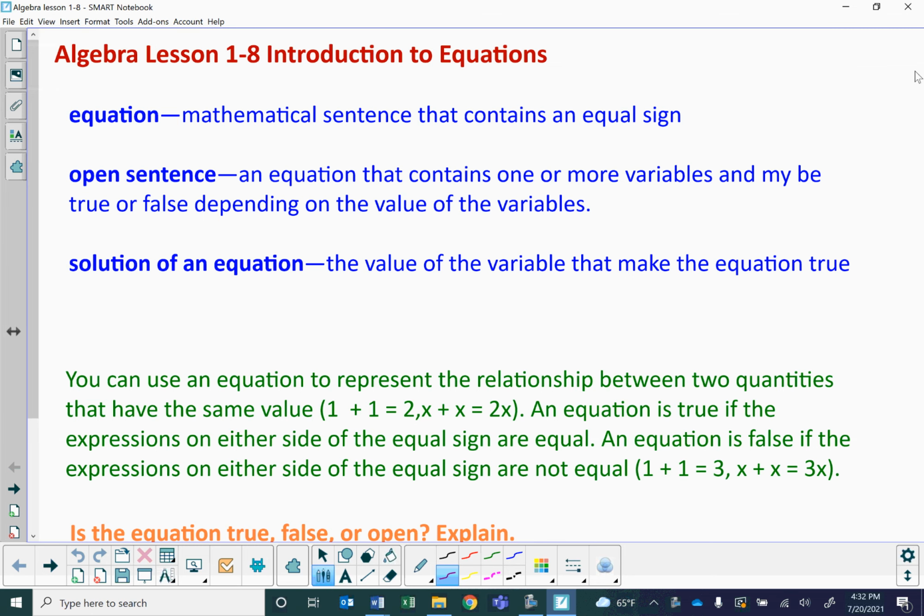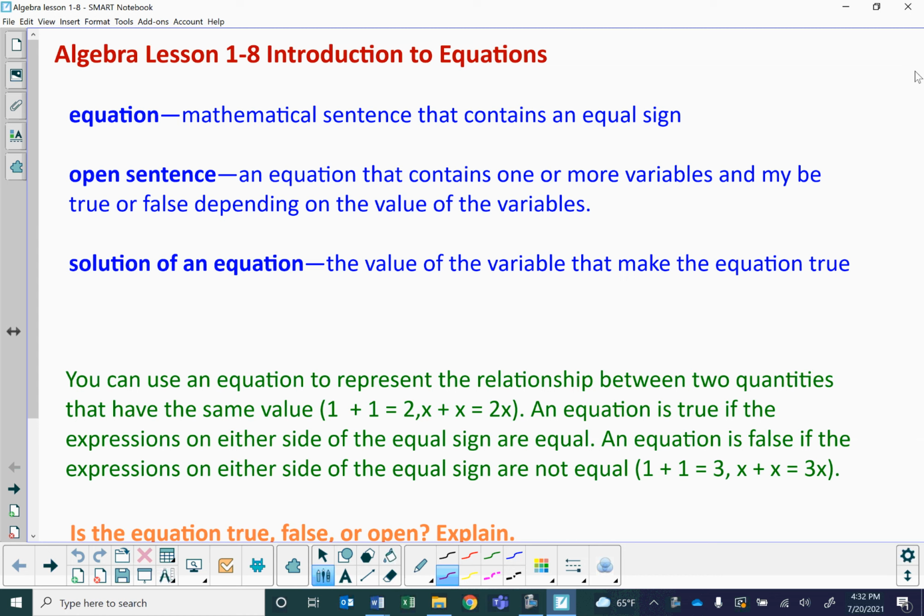This is Algebra Lesson 1-8, Introduction to Equations. Now, this is just an introduction to equations. You'll get into more full-blown equations in Chapter 2, where we get into all of the different types of equations and the different ways of solving them.